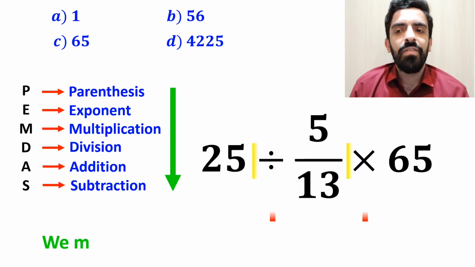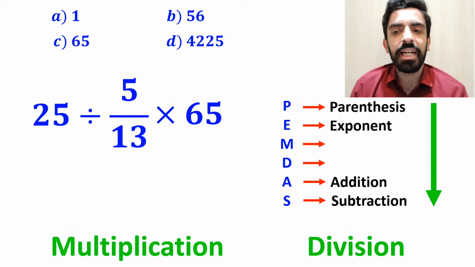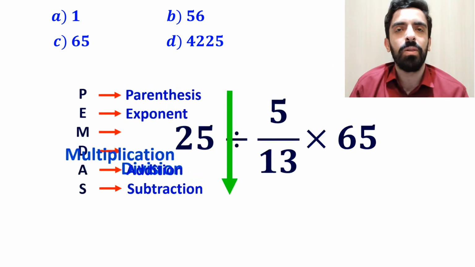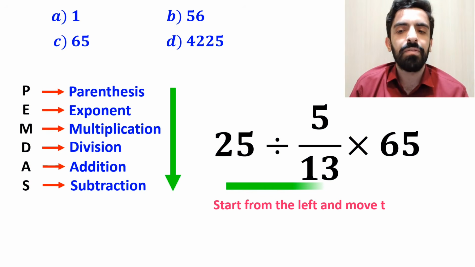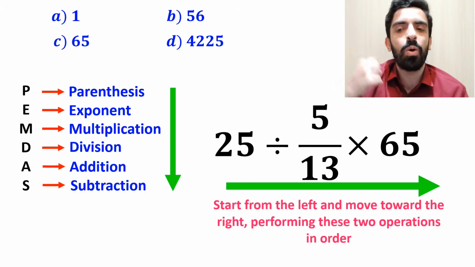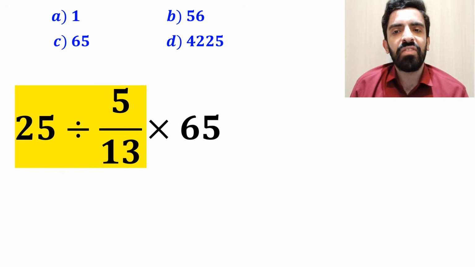And the next step, we move on to the division and multiplication. However, it's very important to note that multiplication and division have exactly the same level of priority in the PEMDAS rule. In this situation, the best approach is to start from the left and move toward the right, performing these two operations in order. So, we start with the expression 25 divided by 5 over 13.